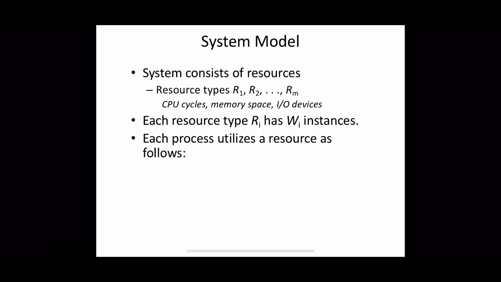And the second stage is use. Once the request is granted, the process can use the resource. And finally, after completing the usage, it can release the resource. This is also done using system calls. For example, in the case of memory, it can be freed using the free system call, or in the case of a file, the close system call can be used for releasing the corresponding file.